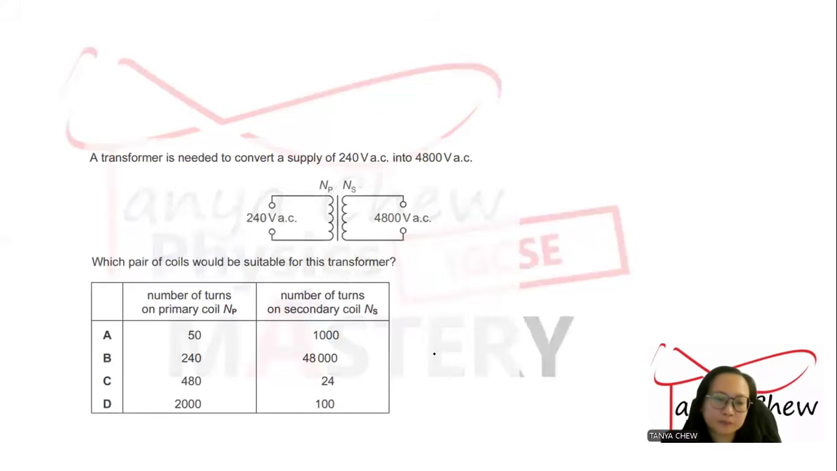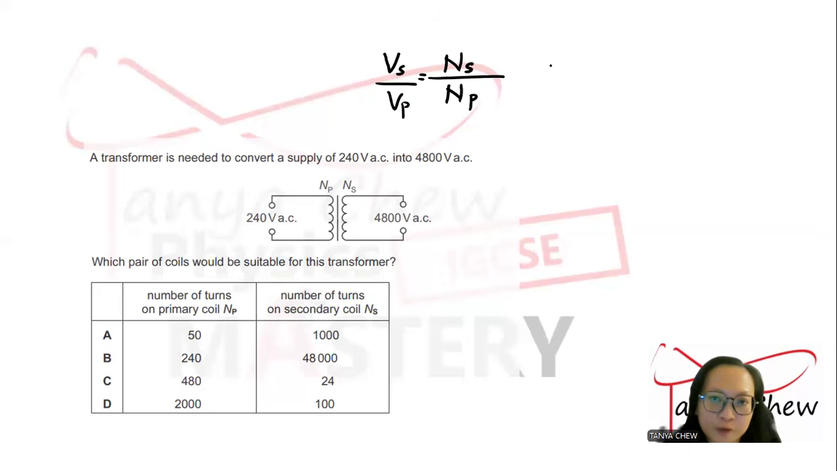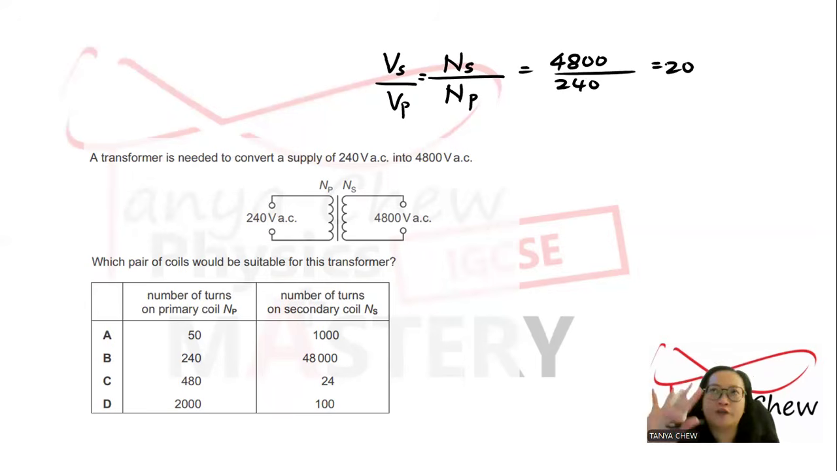The next question. A transformer is needed to convert a supply of 240 volt AC into 4,800 volt AC. Which pair of coil would be suitable for this transformer? I am finding the ratio of number of turns in the secondary coil divided by number of turns in the primary coil, which is equal to voltage secondary over voltage primary. So 4800 divided by 240, I get 20. So the ratio of the secondary voltage to the primary voltage must be 20 as well.